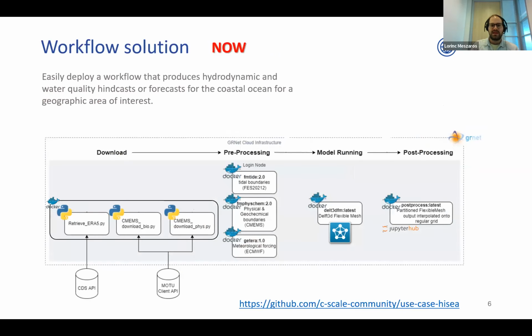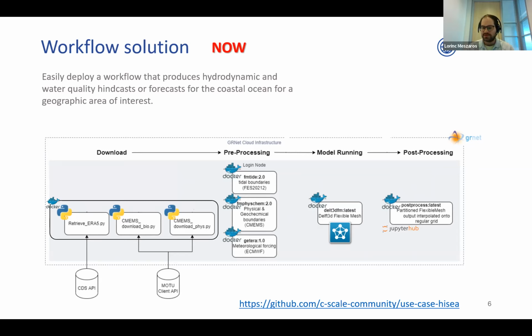So in terms of technical solution, how it looks now, the workflow, we have different scripts to retrieve ERA5 from ECMWF through their API. We also are connecting to the Motu API to download the biogeochemical and physical boundaries. And that is now in one container, the download container. We also have different containers for generating the boundaries. That is tidal boundaries, physical and biogeochemical, and the meteorological ones. And then we have our software, the D-Flow Flexible Mesh, available.